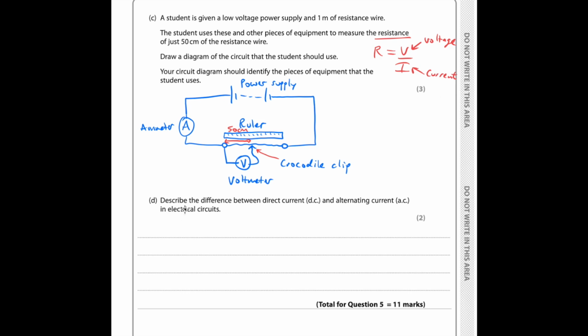Part D. Describe the difference between direct current DC and alternating current AC. So direct current, the current flows in one direction, and AC, alternating current, the current changes direction, goes backwards and forwards.